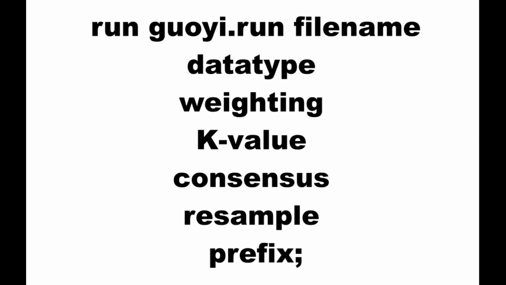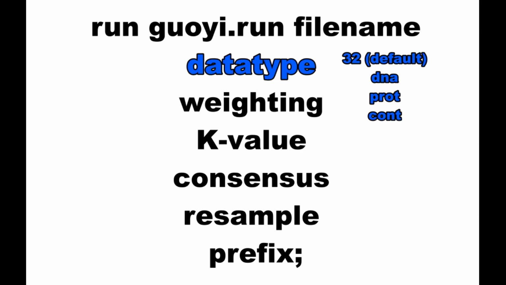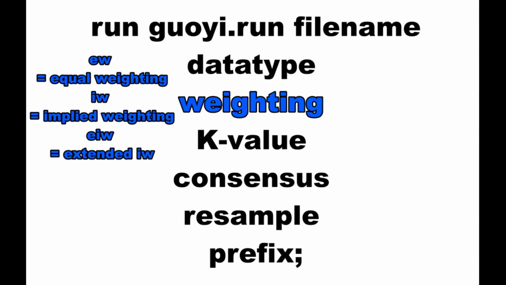If you want to customize the analysis parameters, use the format TNT space run space guoyi.run space file name space data type space weighting type space k-value space consensus space resampling space prefix. The supported data types include DNA, prot, num, or a number from 2 to 32. The default is 32. For weighting, the default is extended implied weighting, EIW.